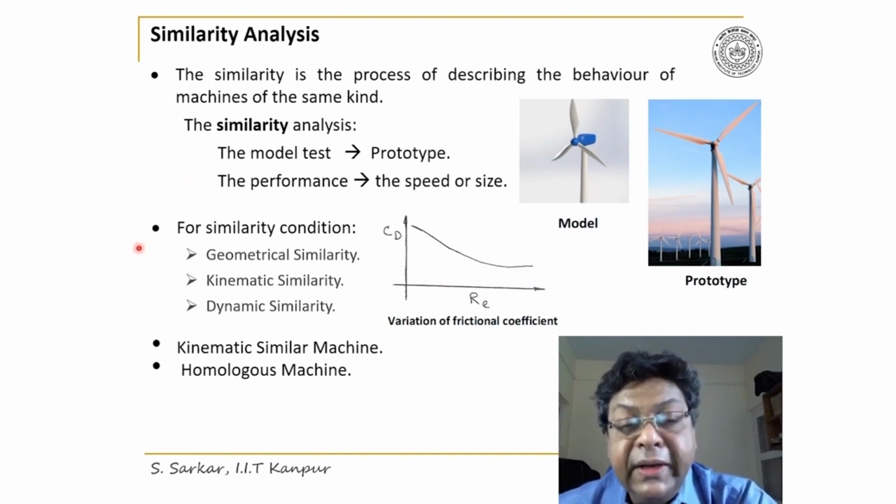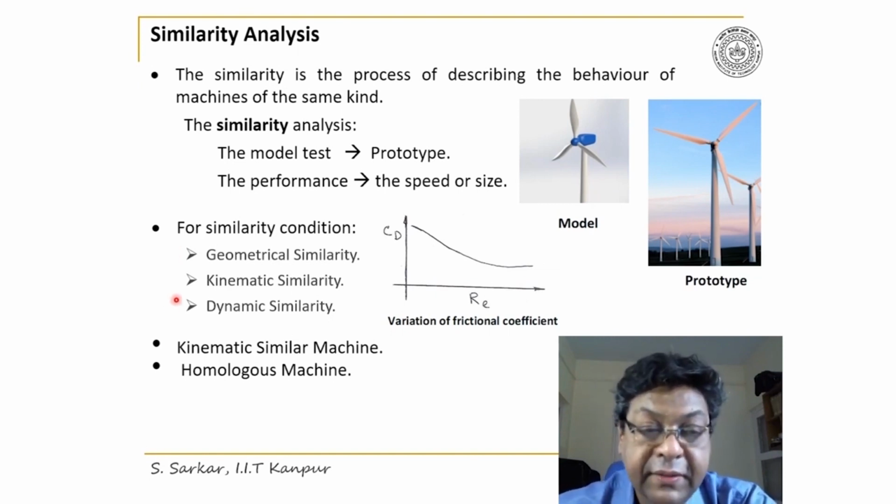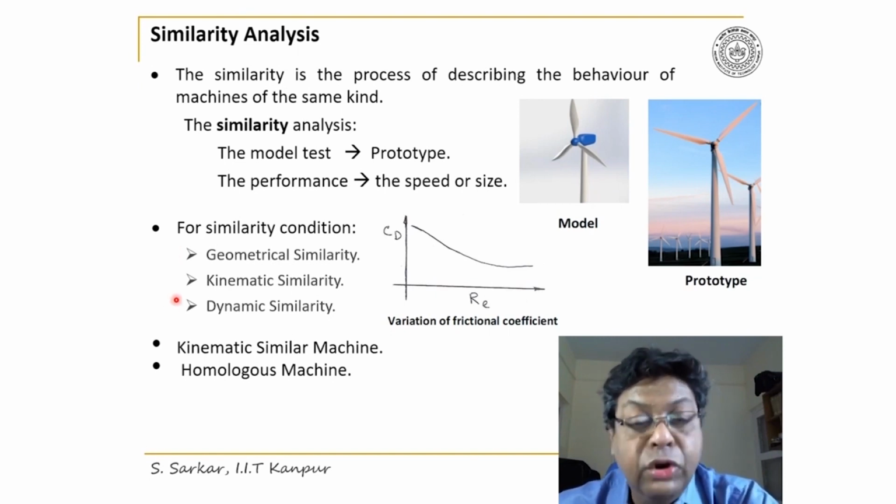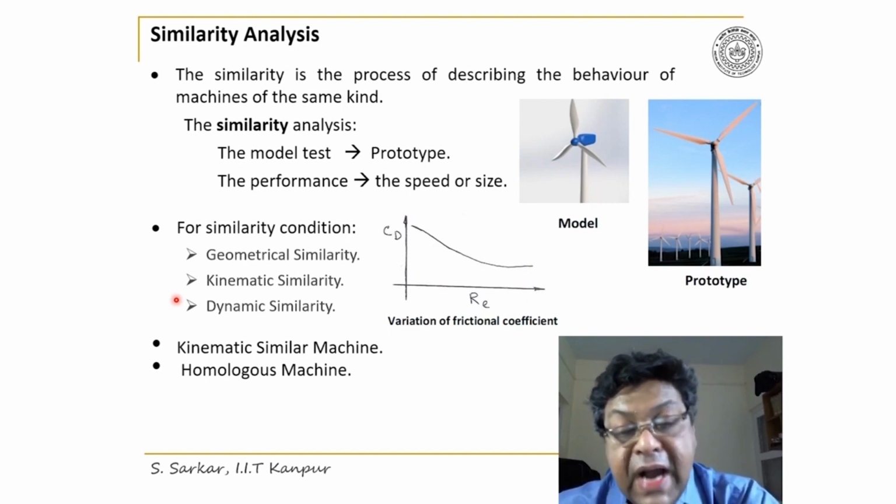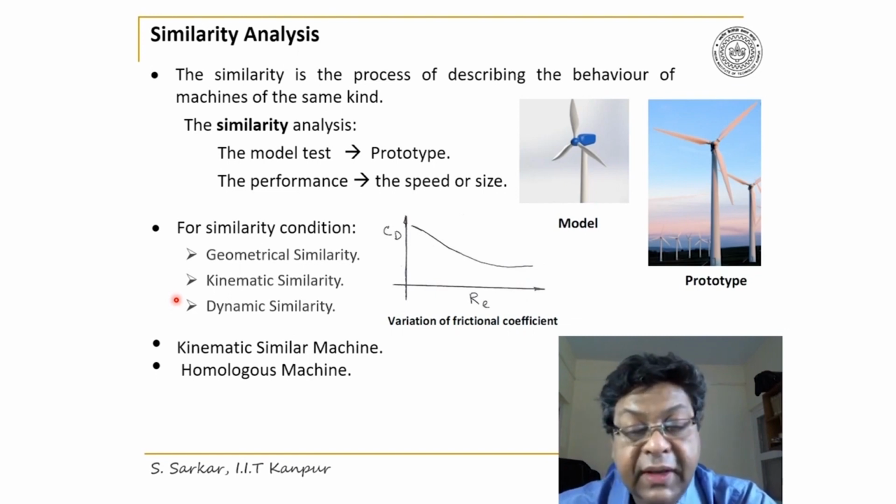For similarity analysis, the following three conditions must be satisfied. 1. Geometric similarity. 2. Kinematic similarity. 3. Dynamic similarity. What is geometric similarity? Two machines must be geometrically proportional. That means the ratio of corresponding dimensions should be constant.